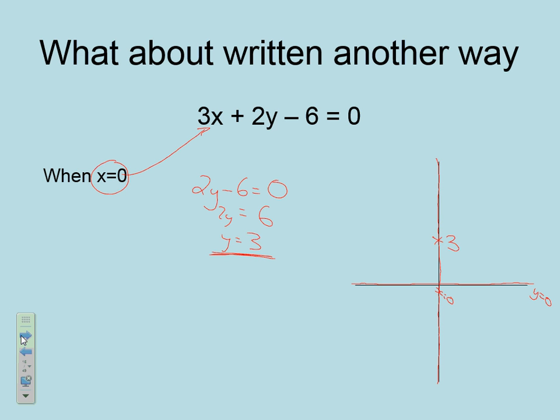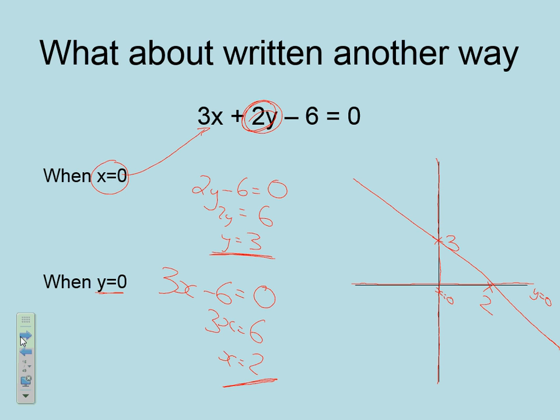Let's do the same for the other one. If I put y equals 0 in, that means this thing here is going to be 0. What's left is 3x minus 6 equals 0. Add the 6 and divide by 3 gives me that x is 2. Here's my x is 2. Having got these 2 points, I can now join them up, and there's my straight line, crossing through 3. And it's clearly going downwards.